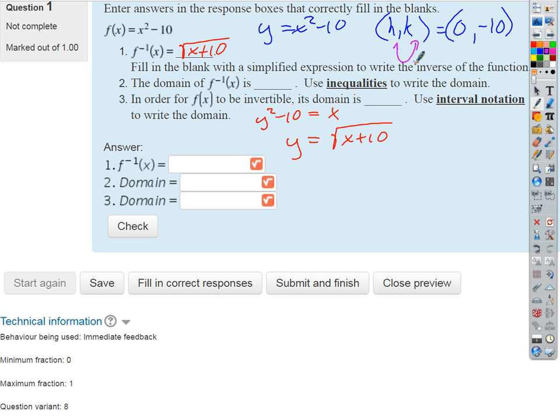Okay then, if that's true, let's look at the original function. What's going to be the domain? If the x-coordinate of the vertex is at 0, I only want the parts to the right of that, so it's 0 to infinity. This is going to be x is greater than or equal to 0. Agreed? Okay, what about the range? Justine, if we know that the vertex is at 0, negative 10, and it opens up, what's the range? What can you tell me about the y values?